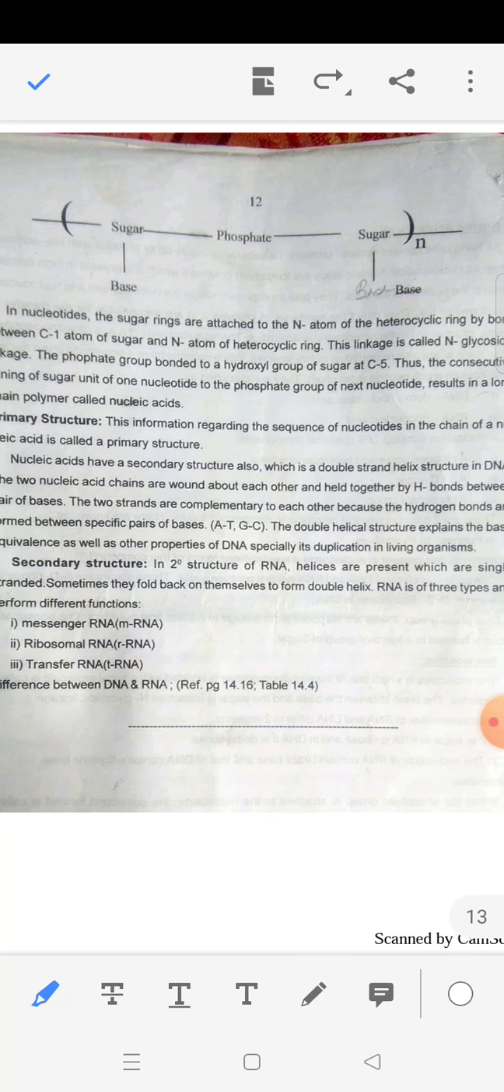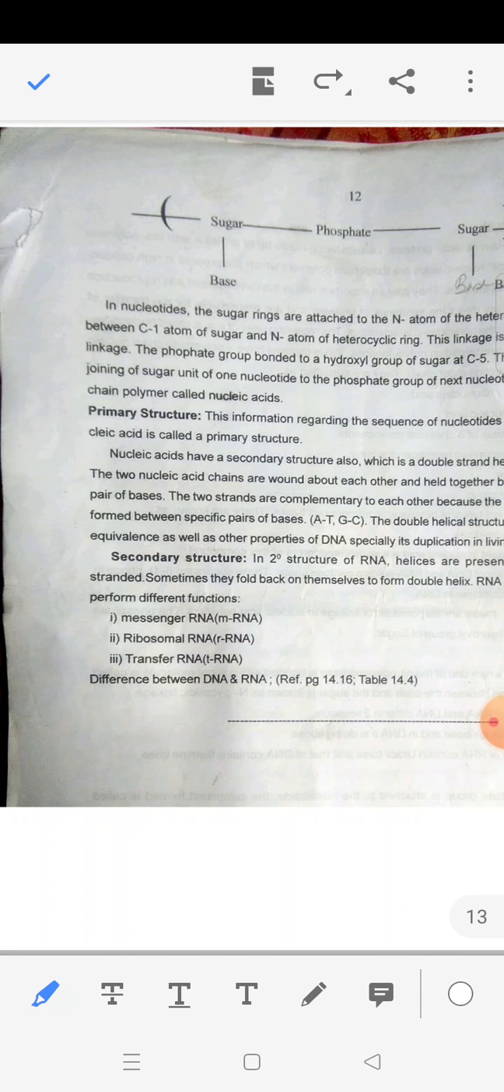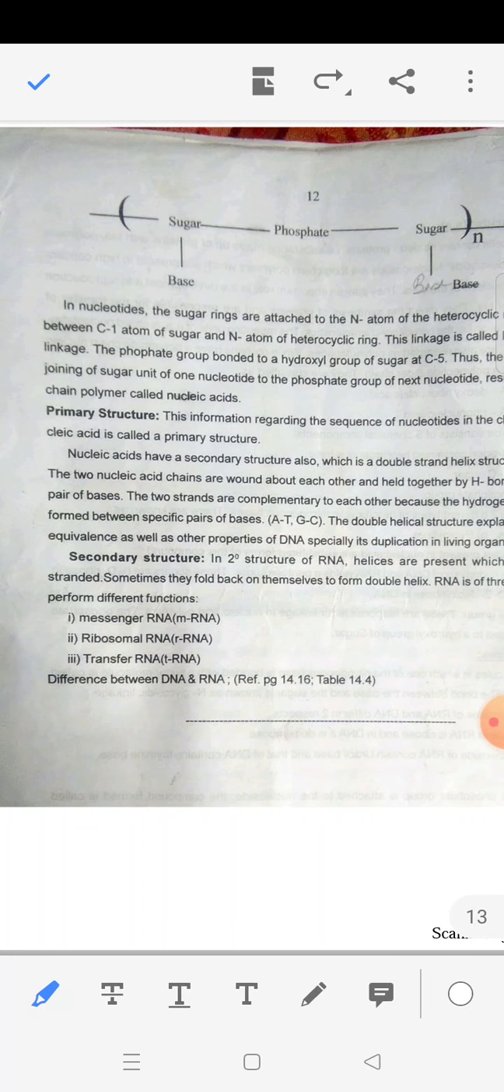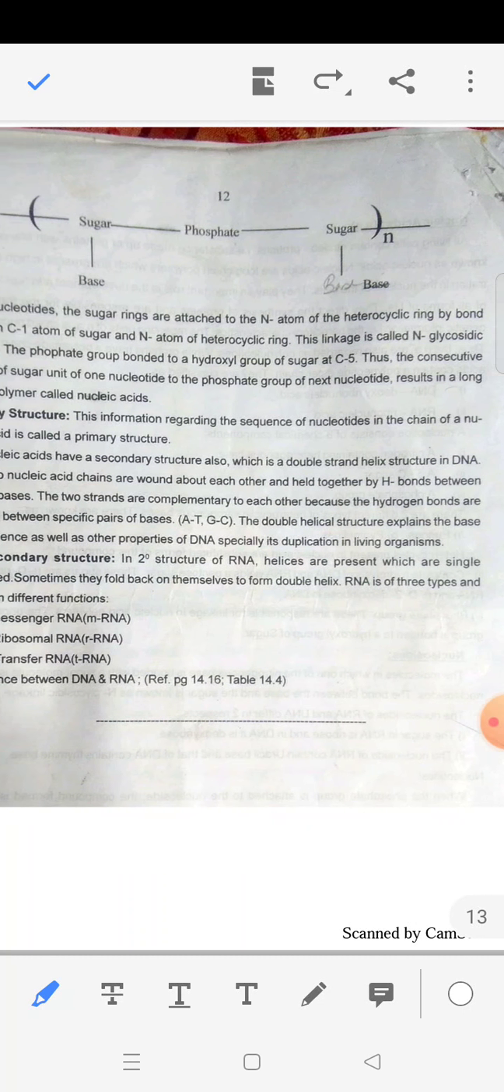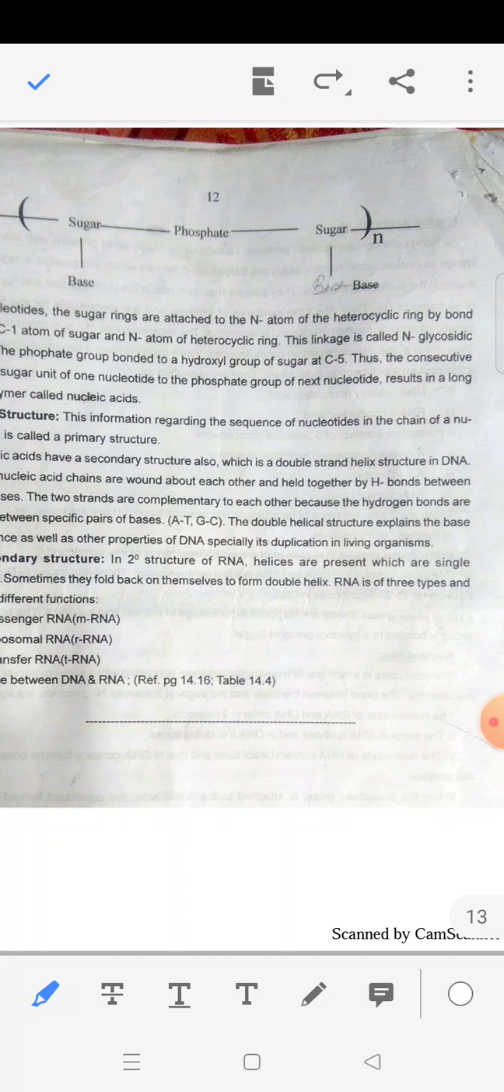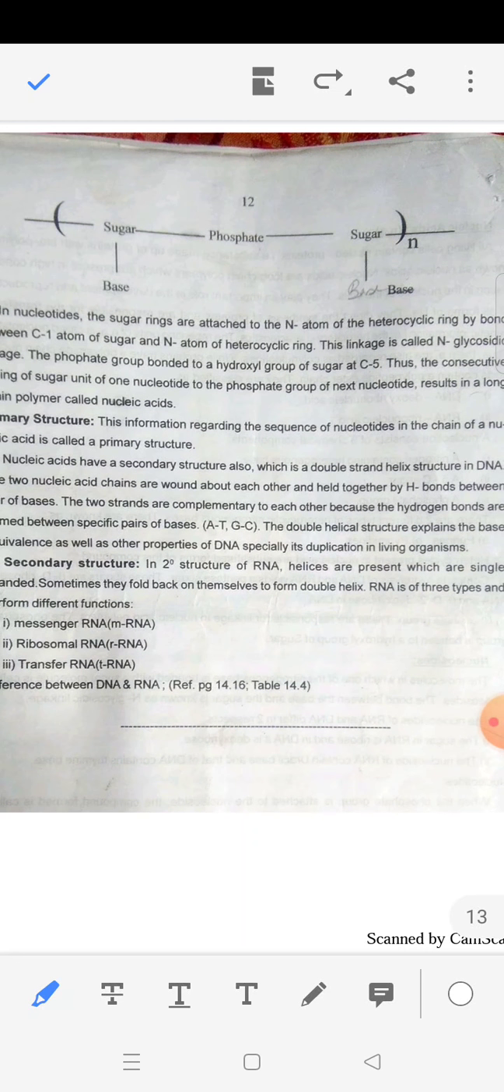Nucleic acids have a secondary structure also. In the double strand helix structure of DNA, the two nucleic acid chains are wound about each other and held together by hydrogen bonds between pairs of bases. The two strands are complementary to each other because hydrogen bonds are found between specific pairs of bases, A with T, G with C, ATGC pairing. I think it's a well-known pairing. The double helical structure explains the base equivalence as well as the other properties of DNA, especially the duplication in human organism. You know that DNA is responsible for the hereditary transformation from one generation to the other, from mother to the child, the parents to the child.